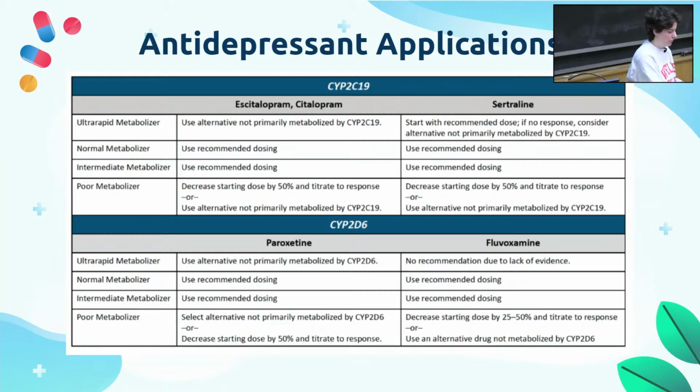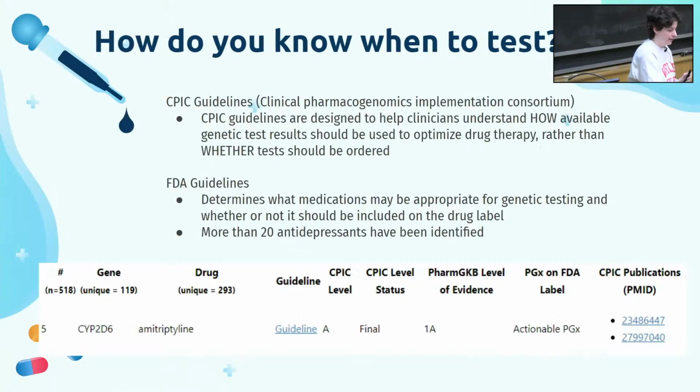So, how do you know when to test and what drugs should be tested? There are guidelines, creating bodies that will give out recommendations for what should be tested, when to test it, and how to adjust it. Your main one is going to be the CPIC guideline, the Clinical Pharmacogenomics Implementation Consortium. What they do is put out guidelines that tell you how you should adjust based on the pharmacogenomic report, rather than whether or not you should adjust.